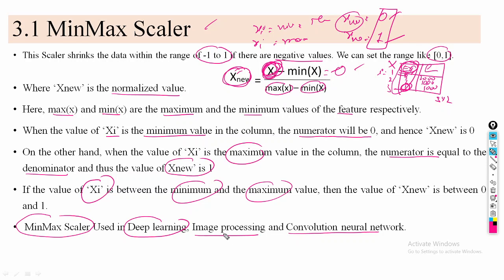Suppose you look at image processing, in a convolutional neural network. If you take the image data and the pixel values, those values are between the range 0 to 255. So we have to apply unit scaling. If you apply unit scaling, the values between 0 to 255 are converted to between 0 to 1. At that moment, we apply the min-max scaler.